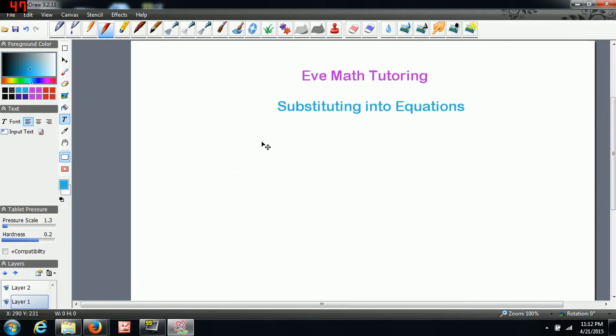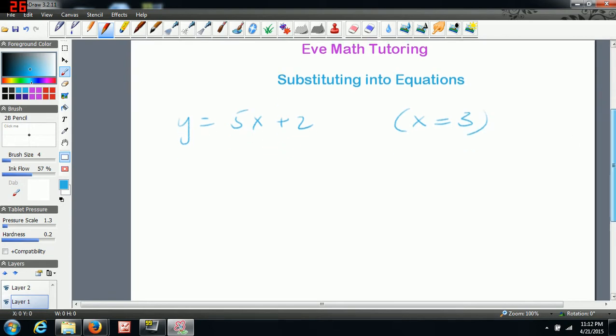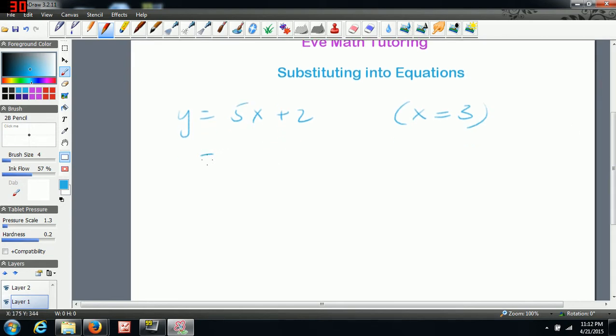Today's lesson is on substituting into equations. So say you're given the following equation, y equals 5x plus 2, and you're asked to solve this equation for x equals 3, or substitute x equals 3 into the equation. So what you do is go ahead and substitute it in.